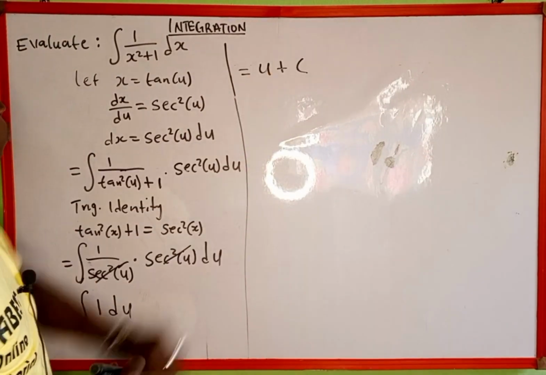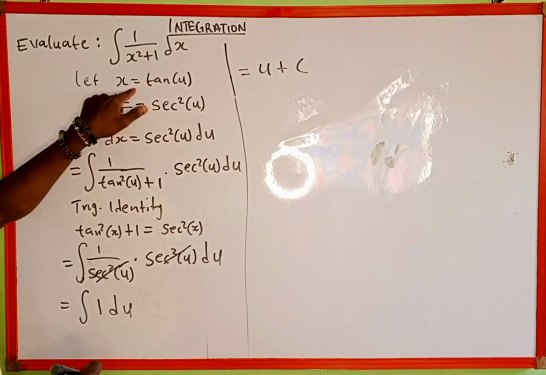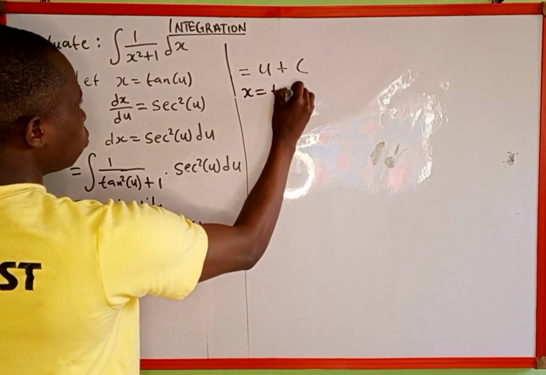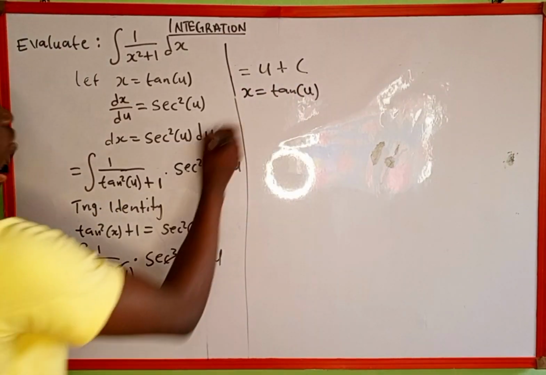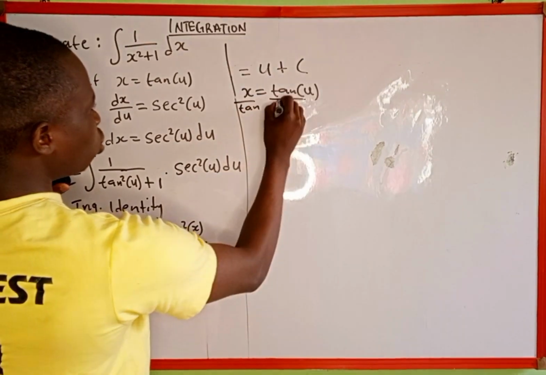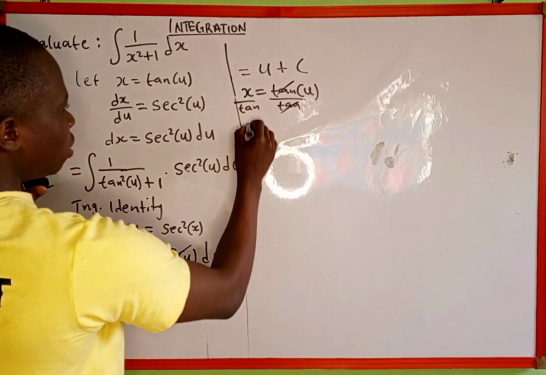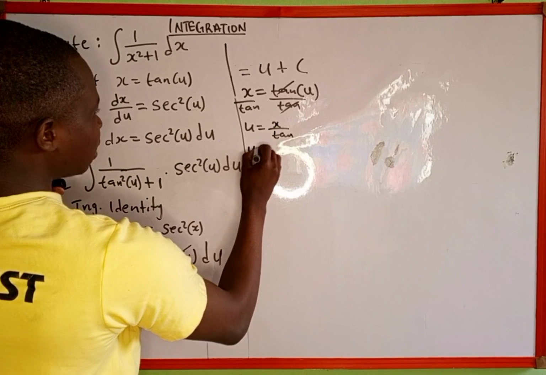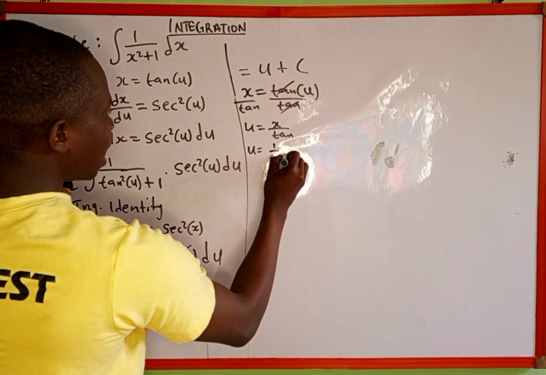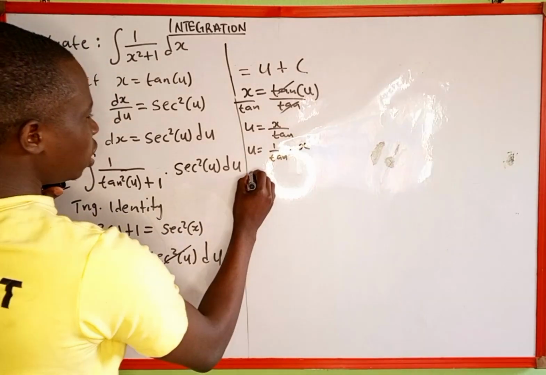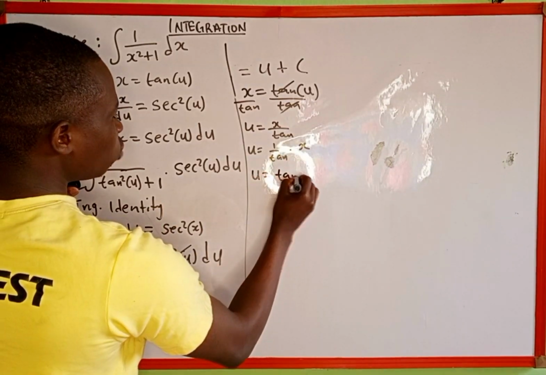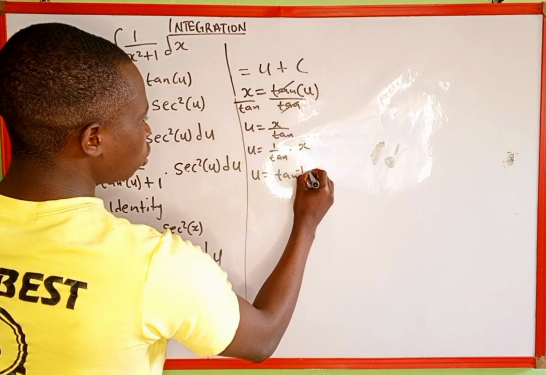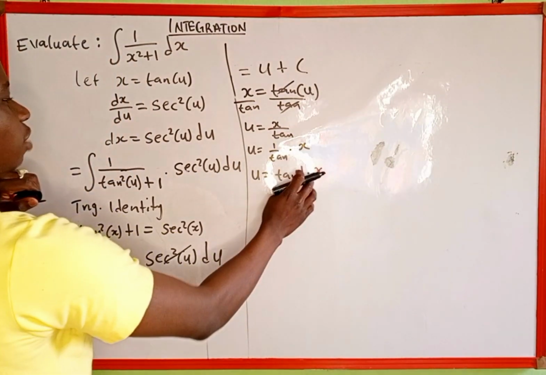But what is our u? Remember, we let x be tan u. So we're going to look for the value of u from this equation. Remember, we let x be equal to tan u. Now, to get the value of u, we divide both sides by tan, also by tan, so that this tan will cancel this tan. u now will be equal to x over tan. And x over tan is the same as 1 over tan, then multiply by x. So this is going to be equal to what? Tan inverse. When we take this up, it's going to be what? Tan raised to the power of minus 1, which is tan inverse, then multiply by x. So our u is tan inverse multiplied by x.